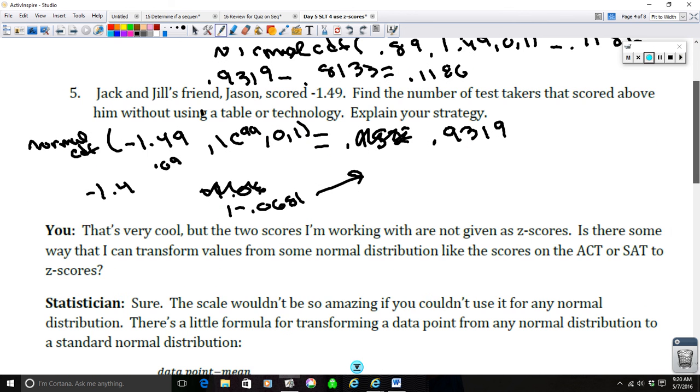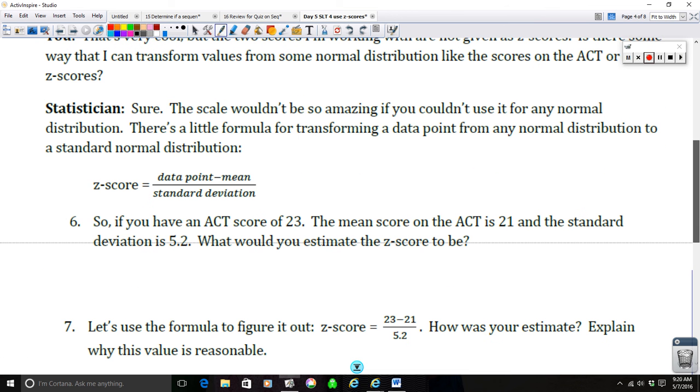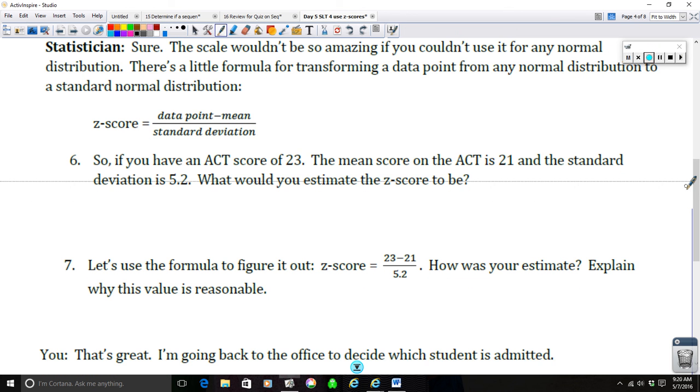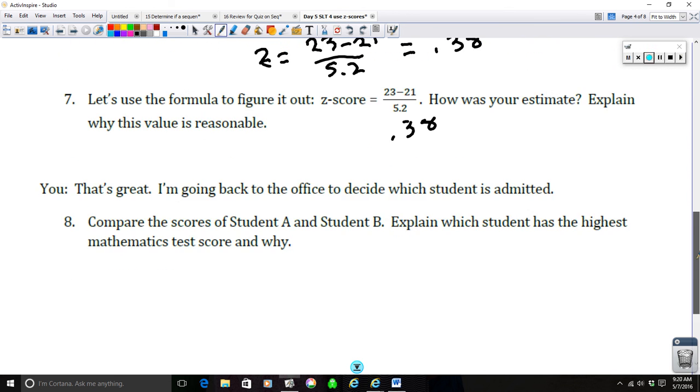Again, there are other methods for doing that. Again, they're now introducing the z-score. If you have an ACT score of 23, the mean is 21, standard deviation is 5.2. What's the z-score? So z is going to be equal to 23 minus 21 over 5.2. You did better than the average, so you expect a positive z-score, which is 0.38. Just use the formula, figure it out. I'm just jumping straight into that formula. Most people who are asked to do this without a formula do realize that they subtract and divide.